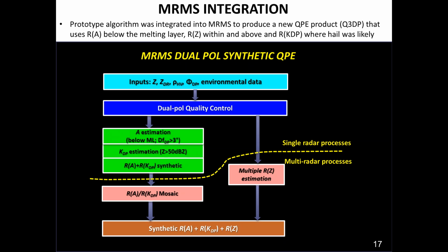And so what we do is synthesize it all together. If you're below the melting layer, you're going to be using the specific attenuation. And then if you see areas where hail is likely, which we're basically saying is reflectivity greater than 50, although we're going to be looking into other ways to fine tune that, but for now, we're looking at reflectivity greater than 50, that is where you substitute R(KDP) in there. And then for reflectivity R-Z, like I said, we're just using that within and above the melting layer. Does that help any with what I'm trying to say?